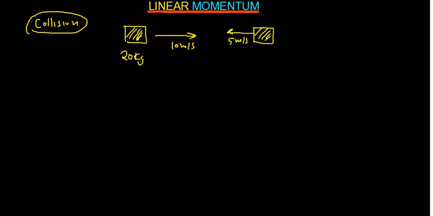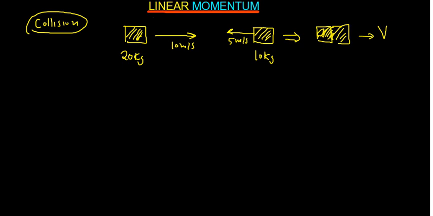And this block, let's say, is 10 kg. When they strike each other, they stick. At the end, they start moving as a unit. So when they hit each other, they stick and start moving as a unit, in whatever direction, let's say they are moving like this.